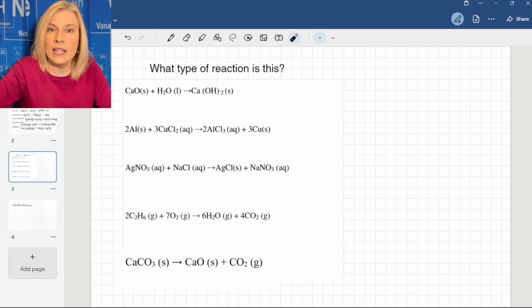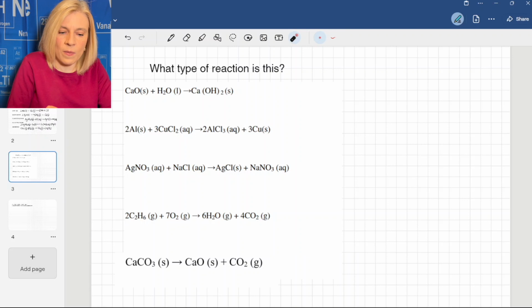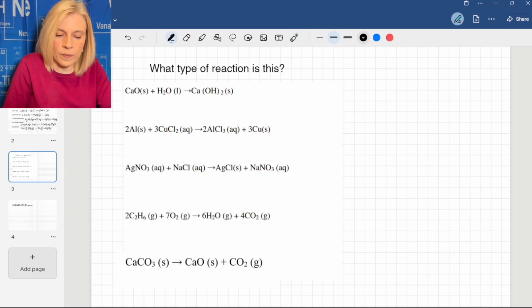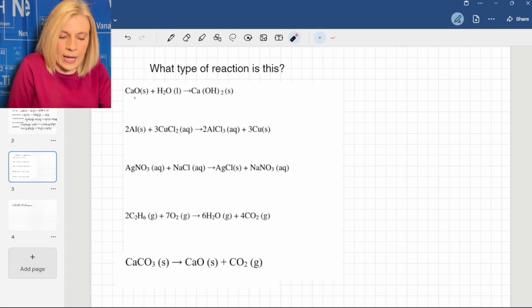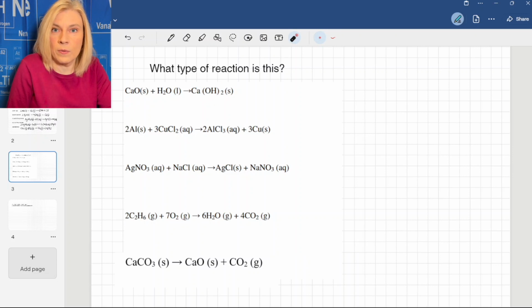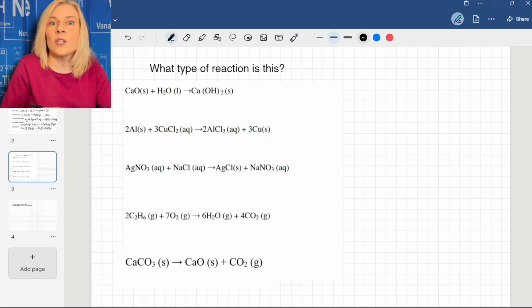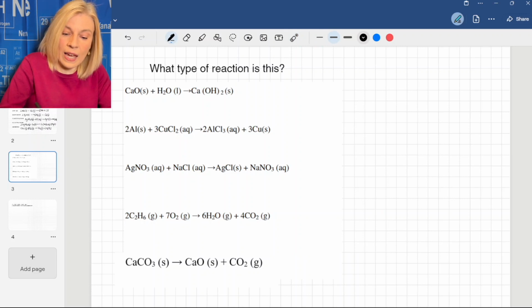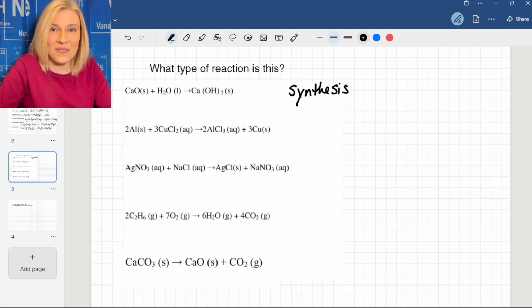So let's see if we can recognize these types of chemical reactions. Can we recognize them? Let's think through what's going on. Okay, let's look at example number 1. I have two compounds before an arrow, and I have a bigger compound after an arrow. So two smaller compounds combining to make a bigger compound. So what do you think this is? I think it is a synthesis reaction. Did you get that?